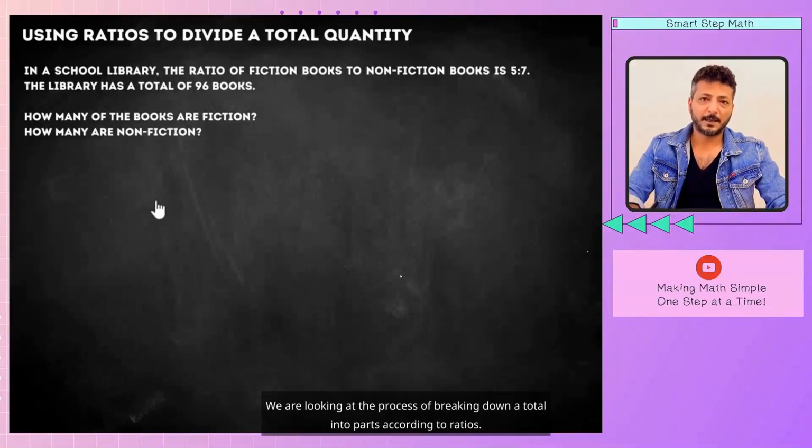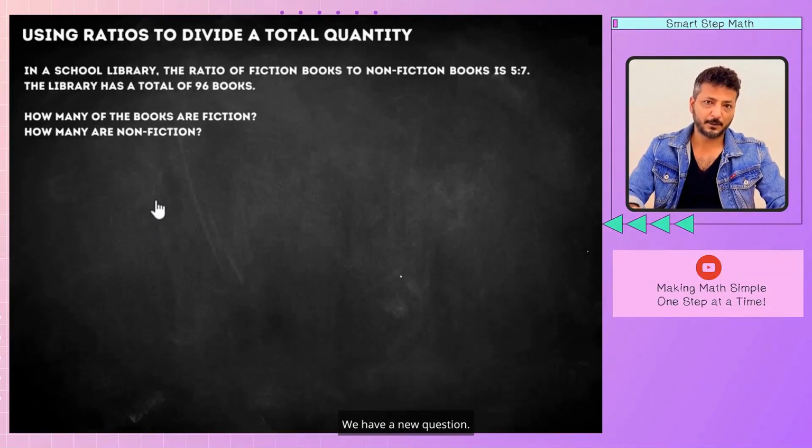Hello. We are looking at the process of breaking down a total into parts according to ratios. We have a new question. Our question is as follows.